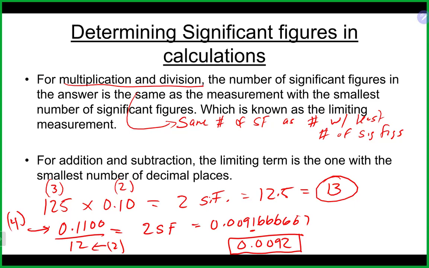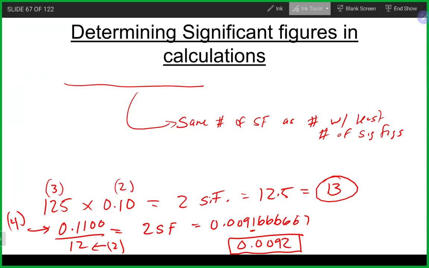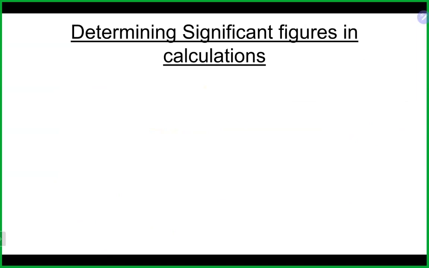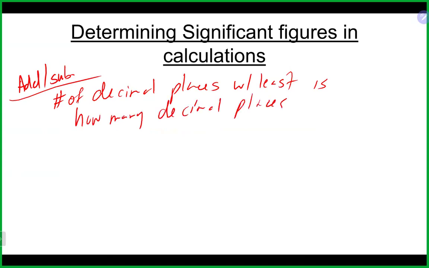Now, when we add and subtract, we actually look at something different. So let's get more room here. When we add and subtract, we are looking at decimal places versus significant figures. When you add or subtract, or both, you're looking at the number of decimal places. The number of decimal places with the least is how many decimal places your answer should have.